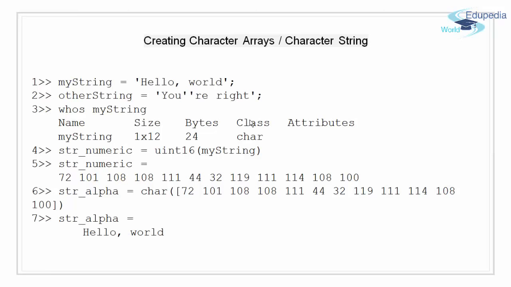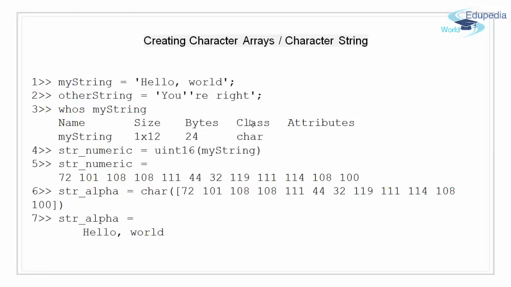This is aptly represented in line 1, where I have created a string hello world enclosed in single quotation. If we are going to have a single quotation mark inside our text, we write two quotation marks within the string definition, as done in line number 2. Here the other string variable contains the text you are right with a single quotation. This single quotation is defined with a double string quotation. This has been discussed many times before in my previous video.